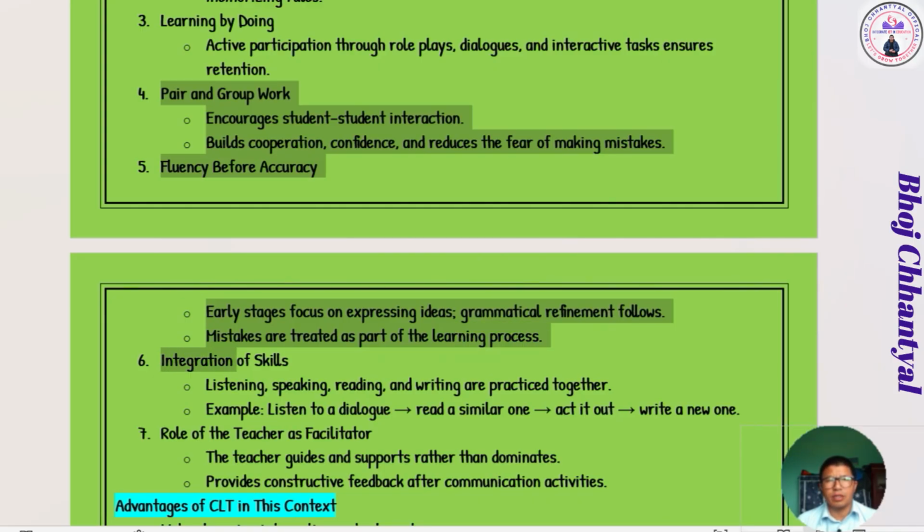Number 6. Integration of skills. Listening, speaking, reading, and writing are practiced together. For example, listen to a dialogue, read a similar one, act it out, write a new one. The role of the teacher is as facilitator. The teacher guides and supports rather than dominates, and provides constructive feedback after communication activities.